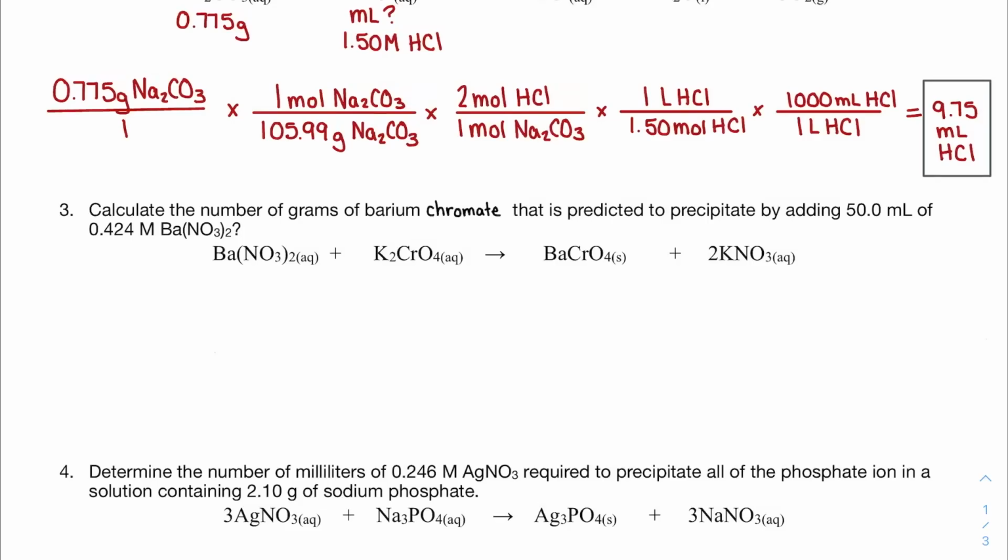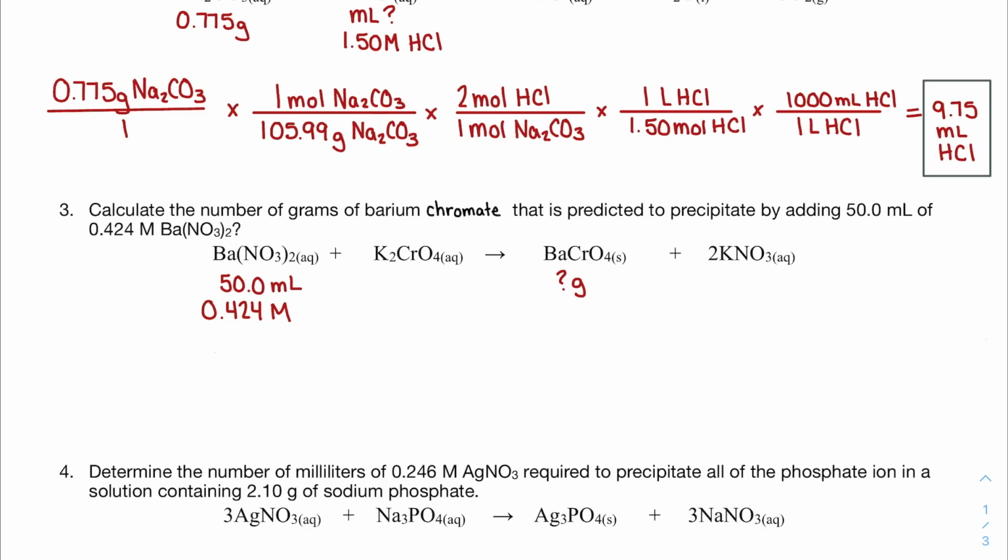In problem 3, I am given the volume and molarity of barium nitrate and I'm being asked to solve for the grams of barium chromate. So starting off by writing those out, double checking to make sure that everything's balanced. It's looking pretty good there. So again, I'm going to look at what information I have. I'm given volume of barium nitrate in milliliters, so I'll convert that to liters, and then I'm also given molarity.